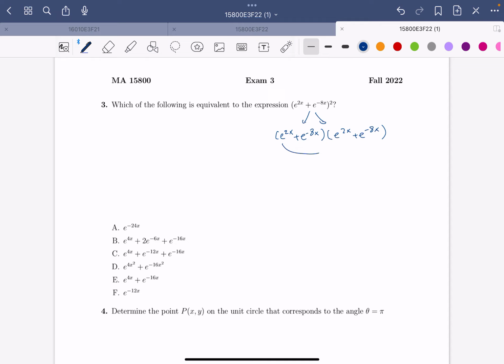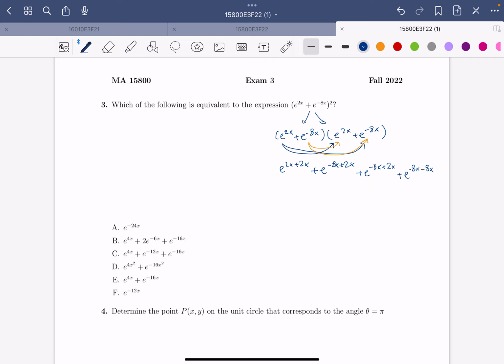So if we distribute these, you would get e to the 2x plus 2x, and then this to this, plus e to the negative x plus 2x, and then this to this, so that's again plus e to the negative x plus 2x, and then this to that would give us plus e to the negative x minus x.